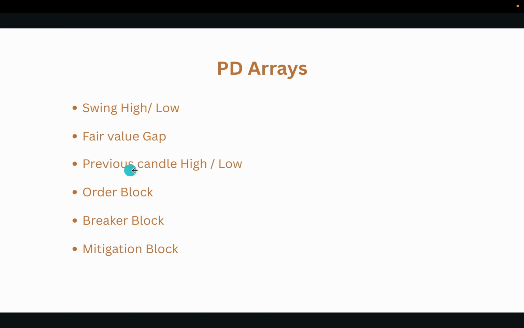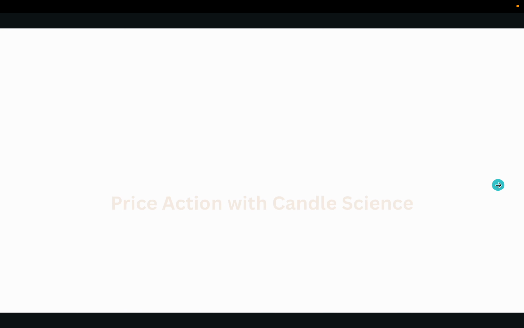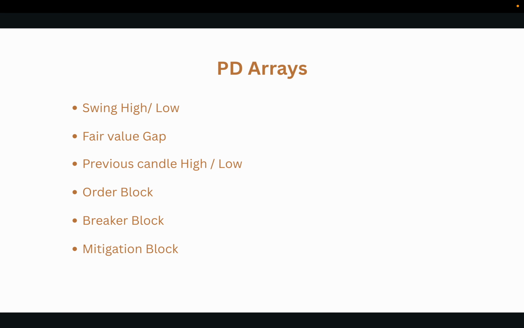Similarly, it could be previous candle high and low, order block, breaker block, and mitigation block. So these are the 6 types of PD arrays that we will be using throughout all the videos as well as this video.